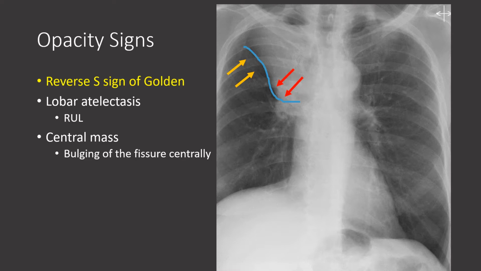This is the result of mass effect from a lesion sitting in the central aspects of the lung, typically a lung cancer. What is happening in this case is that there is a central lung cancer that's compressing the airway, resulting in right upper lobe atelectasis. However, the fissure is not being entirely moved towards the hilum due to the central mass. The shape of the fissure has been likened to a backward S, hence the name reverse S sign. When this sign is seen, the most likely diagnosis and the diagnosis of exclusion is a lung cancer, which unfortunately this patient was subsequently diagnosed with.